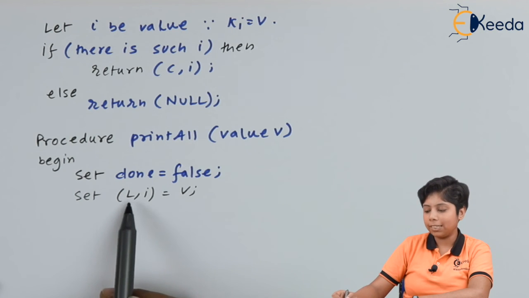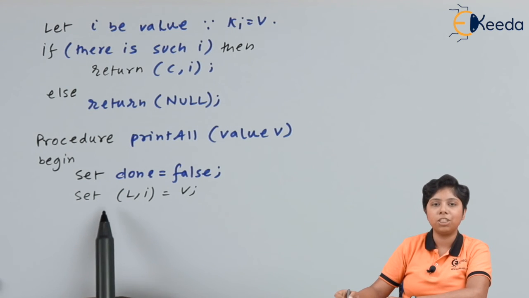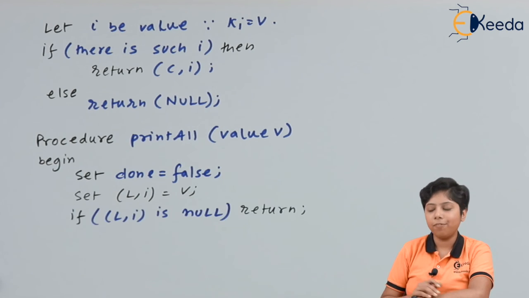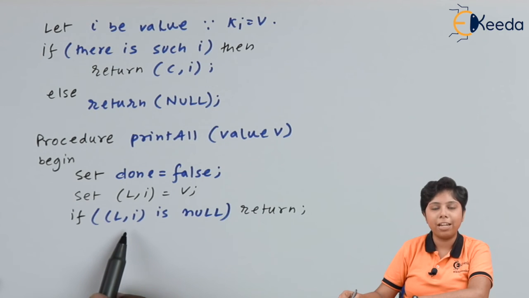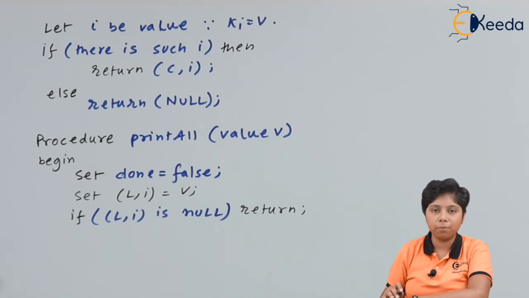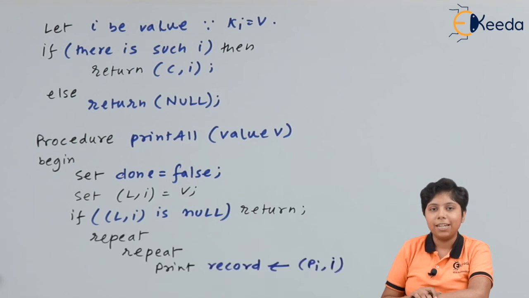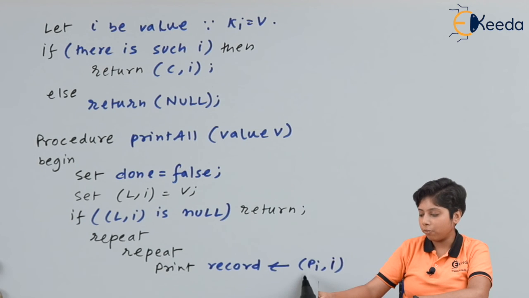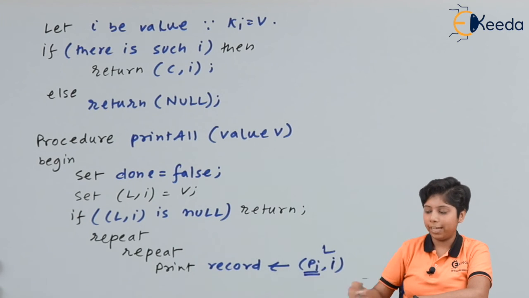Now we are taking that Li is a combination of a search key and the index i, so that it matches the value with V. Now if there is no such pair, that means the value is null, and it has returned null from this, so we will just return from the function without printing any of the records. Now if Li is not equal to null, then we repeat. The first repeat is for the outer loop, and the next repeat is for every attribute of this value. So we will first find the record referenced by Pi and print it.